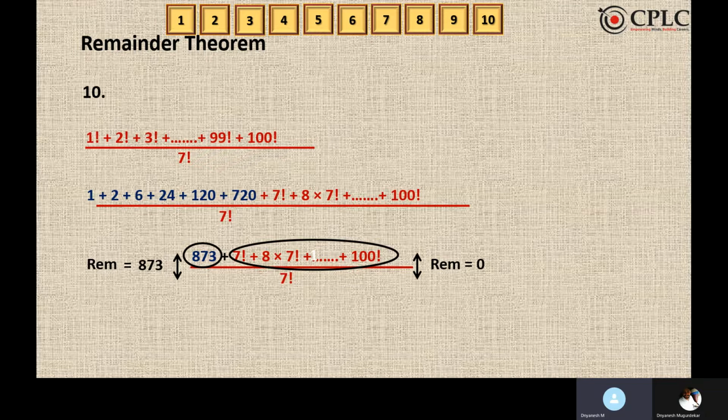873 when divided by 7 factorial will give you the remainder as 873 only. So right side remainder 0, because all are multiples of 7 factorial. When divided by 7 factorial, completely divisible, remainder 0. Left side, 1 factorial to 6 factorial, sum is 873, divided by 7 factorial, remainder is 873. So the final remainder is 873, option 4.